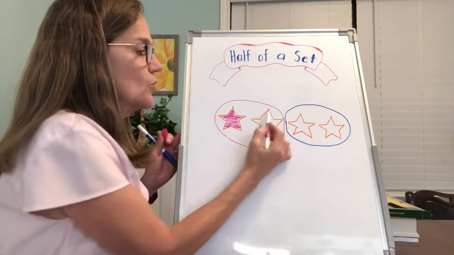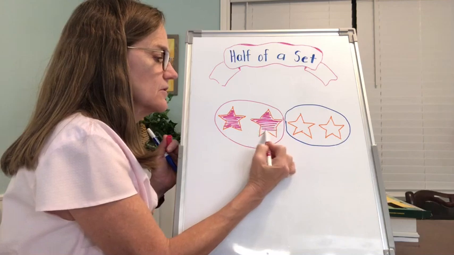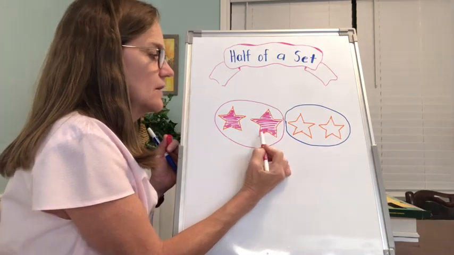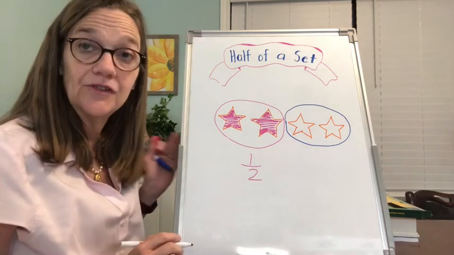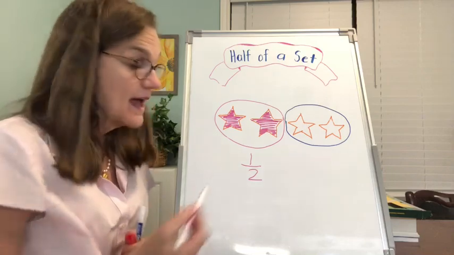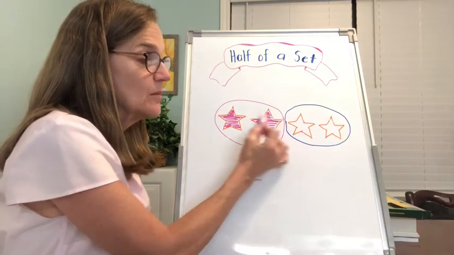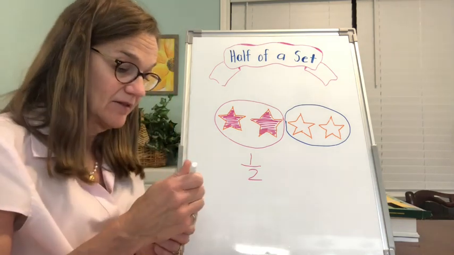We started with 4 cookies in our set. Okay, this is 1/2 of the set that we started with. Here's the whole set we started with. This is one of the smaller sets of the 2 sets that we started with, okay?